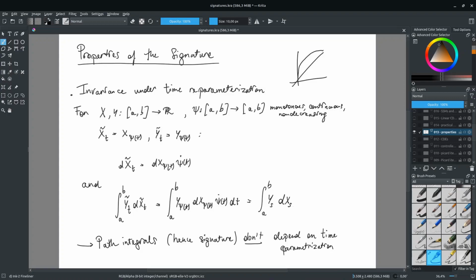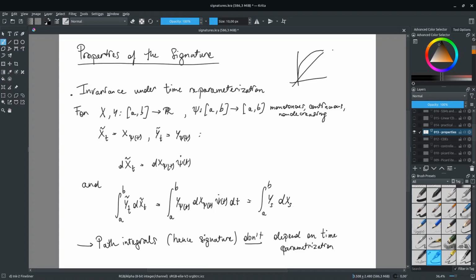Okay, so that means that d of x tilde t is simply dx tilde dx psi tilde times the time derivative of psi. And that means that the path integral of y tilde against dx tilde, I can eventually just rewrite as the path integral of y against dx. So that's what it means. It does not really matter how time is sampled here. It's only the order in which I visit the points.